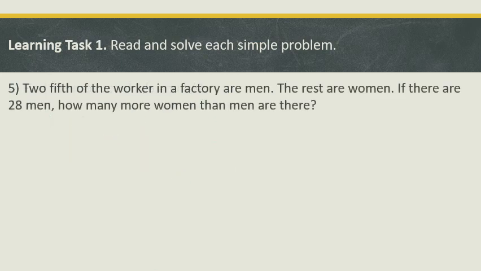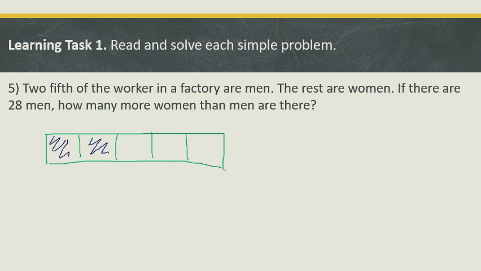Number 5, 2/5 of the workers in a factory are men, the rest are women. If there are 28 men, how many more women than men are there? So 2/5 daw ng workers are men. So kung i-drawing natin siya, limang hati daw uli. 1, 2, 3, 4, 5. Okay? So lalaki daw ang 2/5 nito. So shade natin yung dalawa.